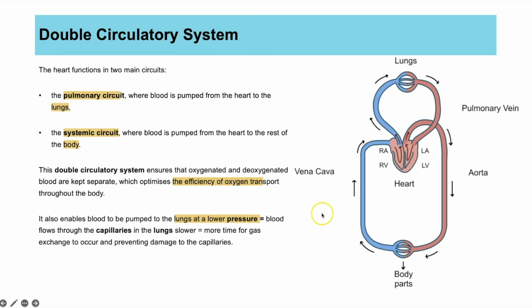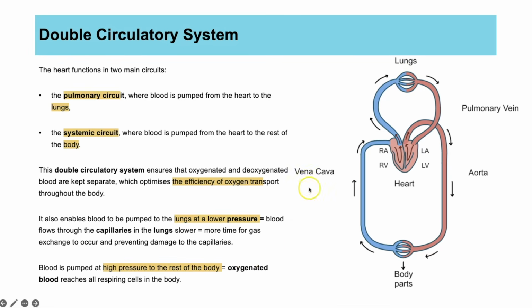It's also really helpful because it means that the blood can be pumped to the lungs at a lower pressure than the blood that is pumped to the rest of the body. And that's good because we want the blood to go to the lungs at lower pressure so that the blood flows through the capillaries in the lungs slower. That means there's more time for oxygen to diffuse into the blood. And if it's going at a lower pressure, it's less likely to cause damage to those blood vessels in the lungs. Another advantage is that the blood can be pumped out of the left ventricle through the aorta to the rest of the body at higher pressure. And that means that the oxygenated blood is going to be able to reach all of those respiring cells in the body.